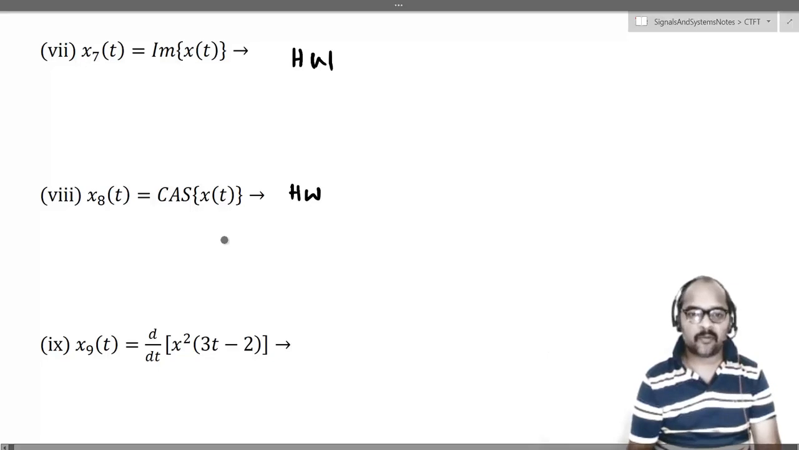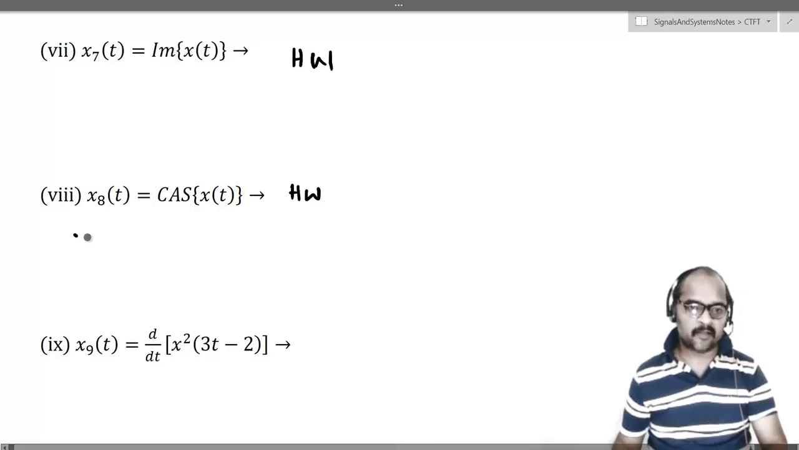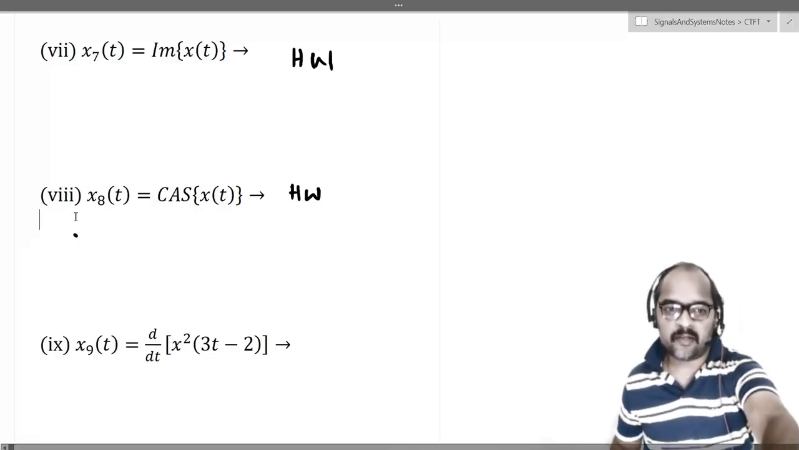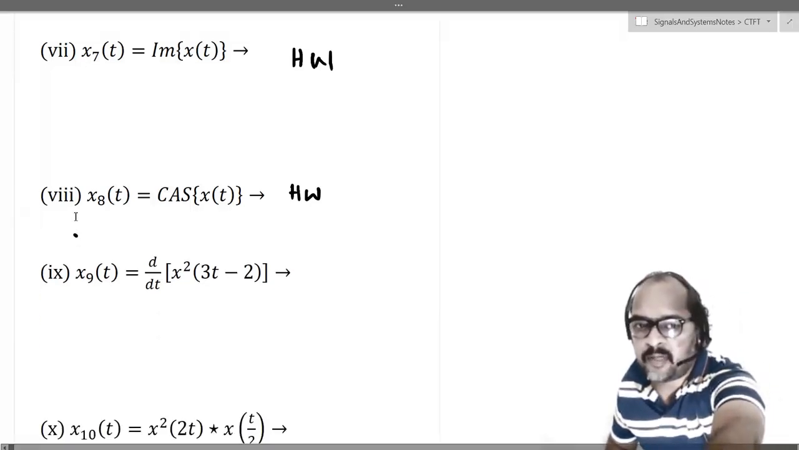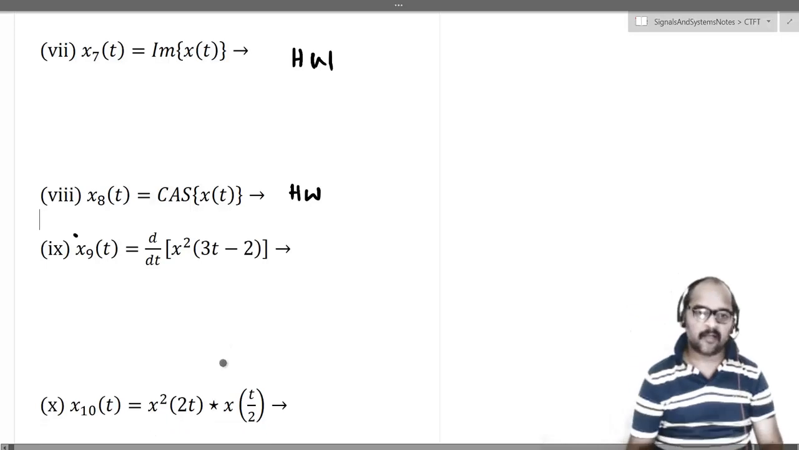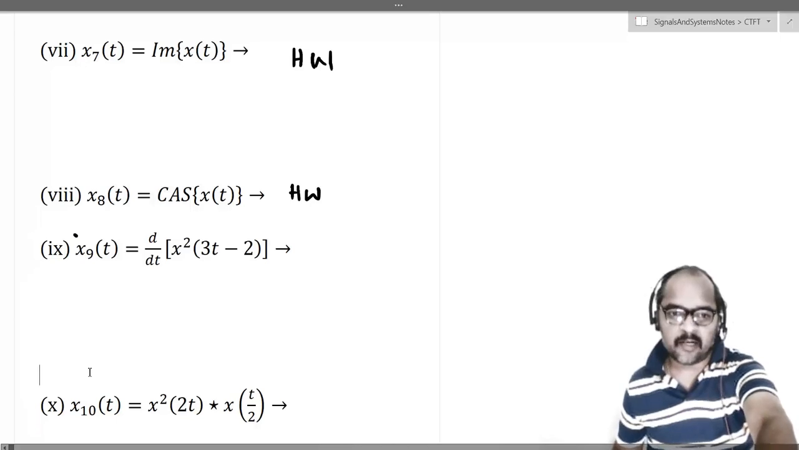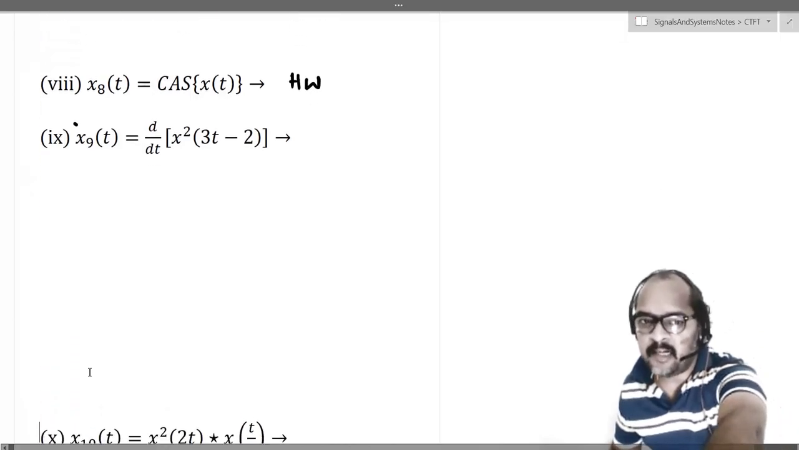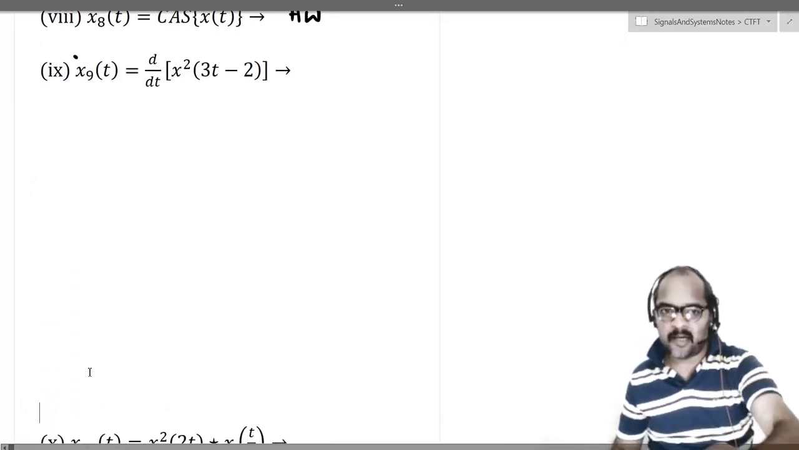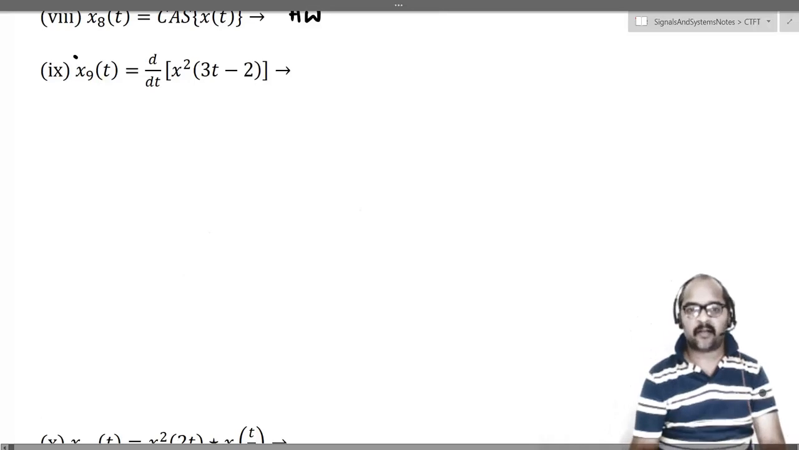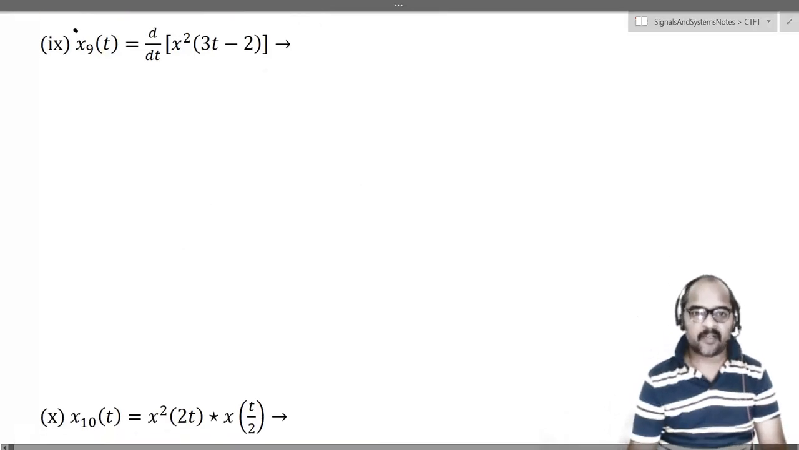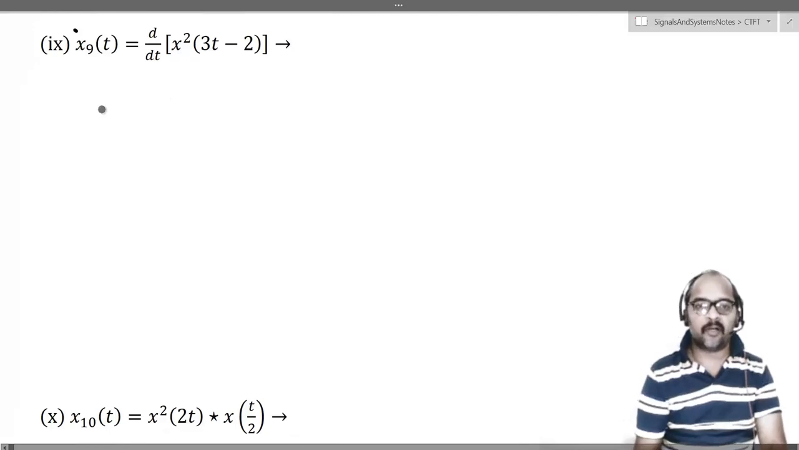So let's come back to ninth one. What is ninth one? This is it. Because that is homework, I will remove that gap. We want to find the Fourier transform of the ninth signal, which is defined as d by dt of x square of 3t minus 2. This is an easy problem, but we'll do it.